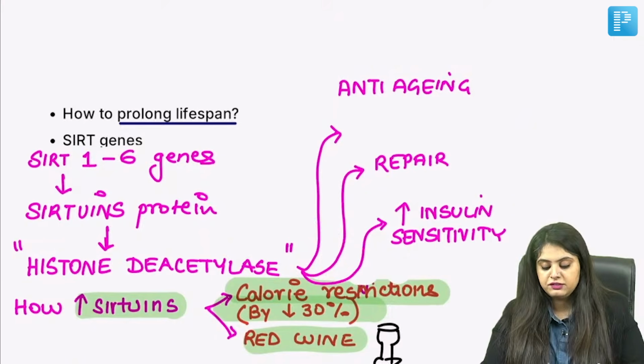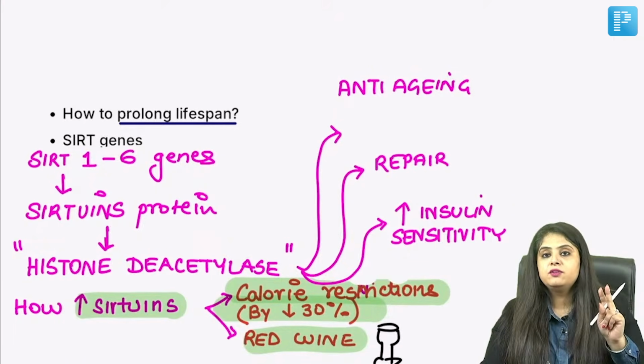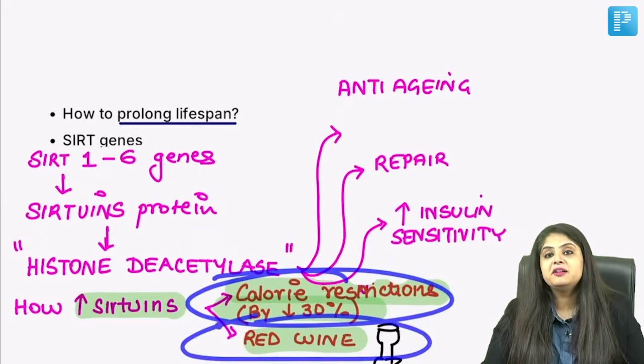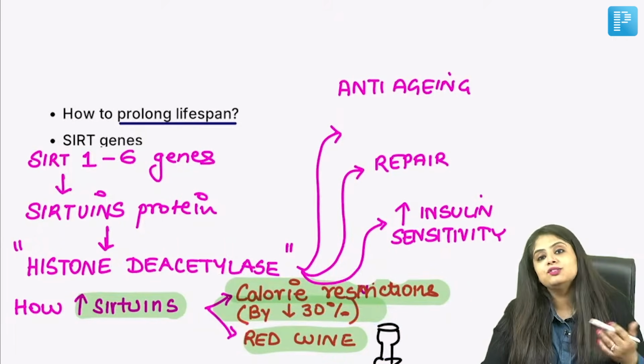So if someone asks you, what are the 2 ways by which you can live longer? Eat less, drink more. Just a way of learning. I don't promote this, okay? Eat less and drink more. That is how you can live longer, is how students learn it.